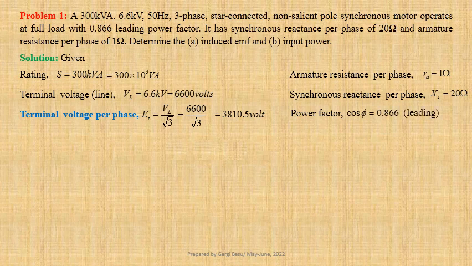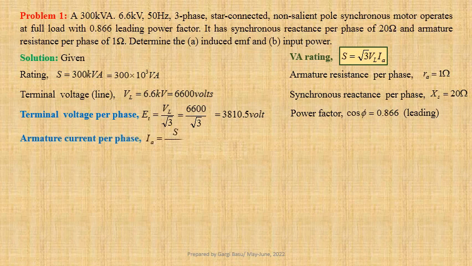We know that VA rating of a three-phase synchronous motor S equals root 3 times VL into IA. Therefore, armature current per phase IA equals S divided by root 3 times VL. Using values we get 300 into 10 to the power 3 divided by root 3 into 6600. That gives us 26.2432 ampere.